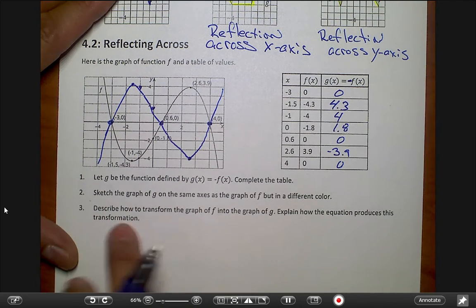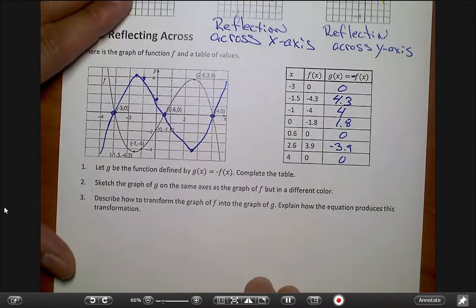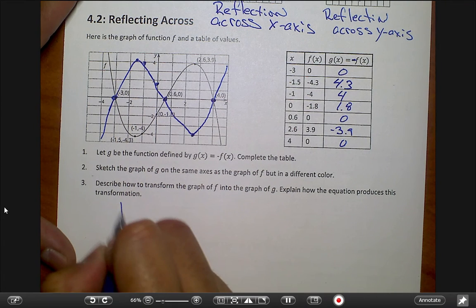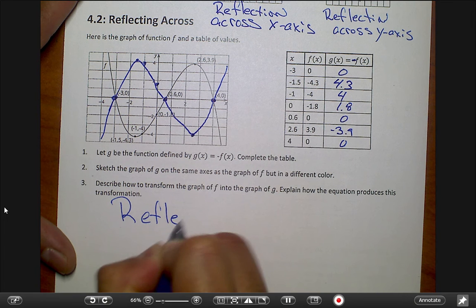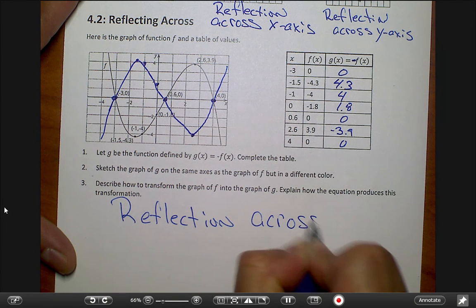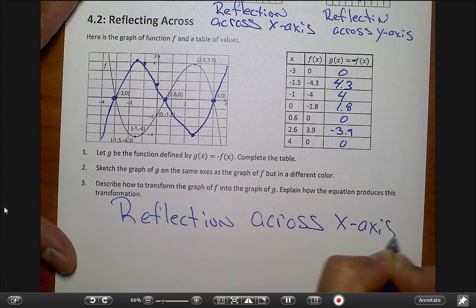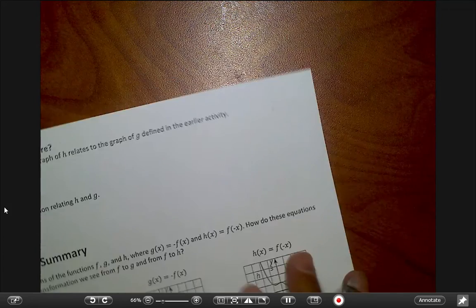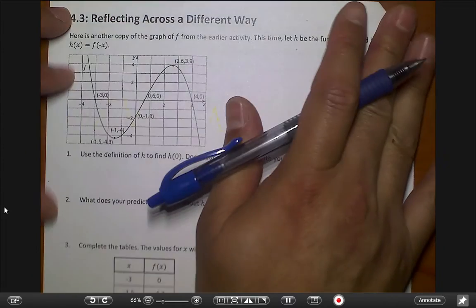All right, so describe the transformation of the graph. What did I do to the graph? Reflect it across the x-axis. Super easy now, right? Okay, let's keep going. So it's reflecting across the different axes.